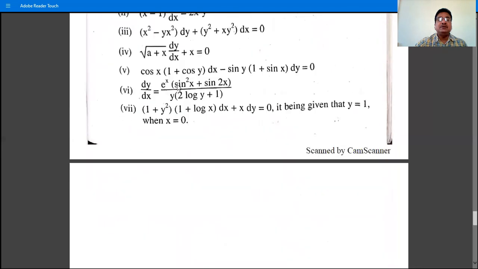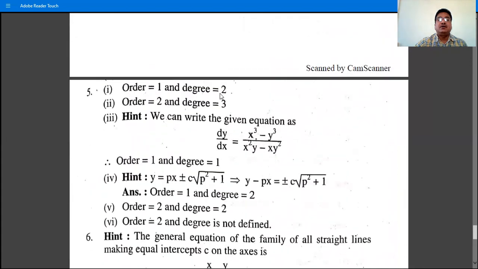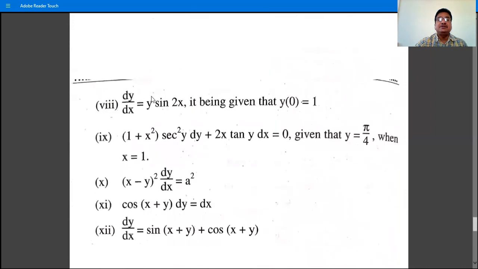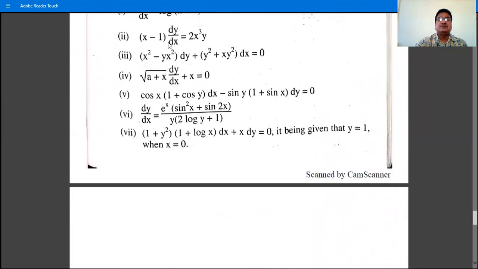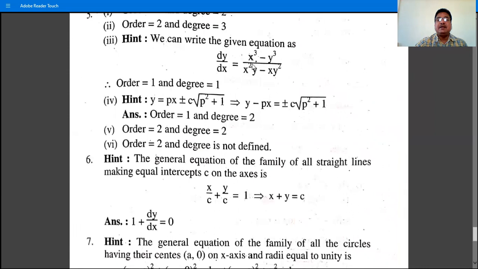So the answer of order and degree of each example is given. So dy by dx is equal to this, order, and that is the simplification of this third example. The simplification is in the form dy by dx. It is dy by dx is equal to x cube minus y cube divided by this. So order is 1, degree is 1.